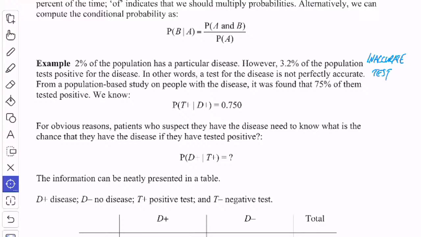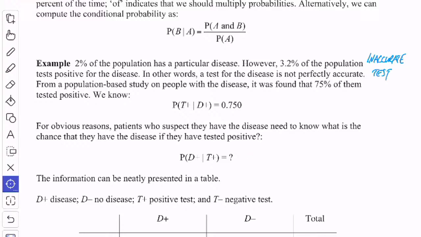So this is an example of false negatives. People are getting a negative test result when they actually have the disease. For obvious reasons, patients who suspect they have the disease need to know what is the chance that they have the disease if they have tested positive.